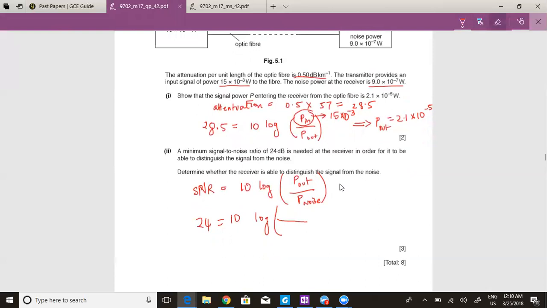So this is the worst output power, the best output power you'll receive. We just need to check whether the output power value is good enough or not. And so we need to find out the SNR. SNR is not 24, but you need to find out whether it's greater or less than 24, basically.